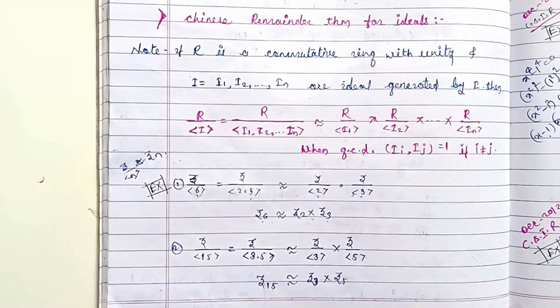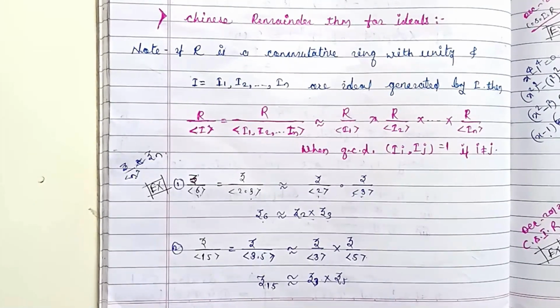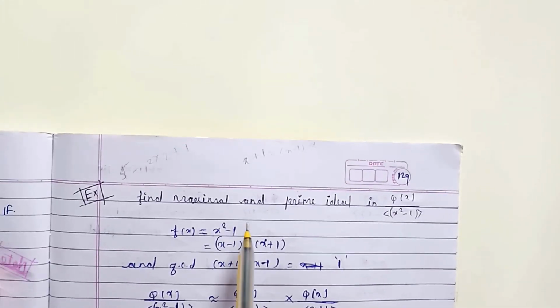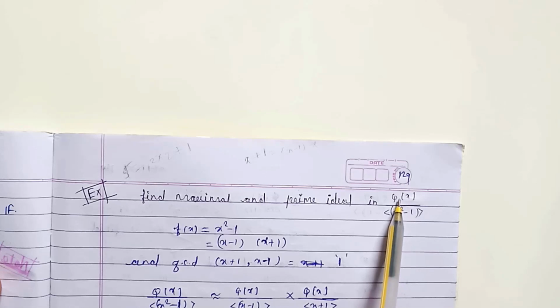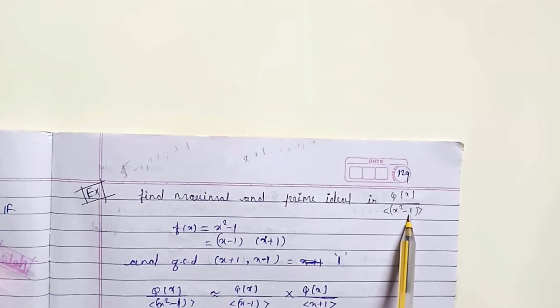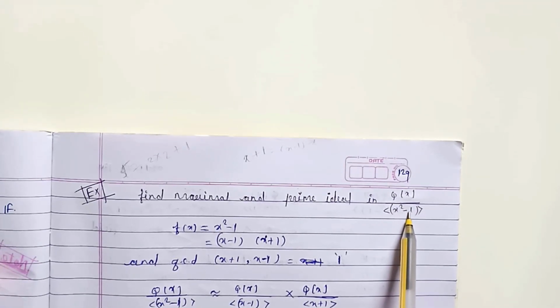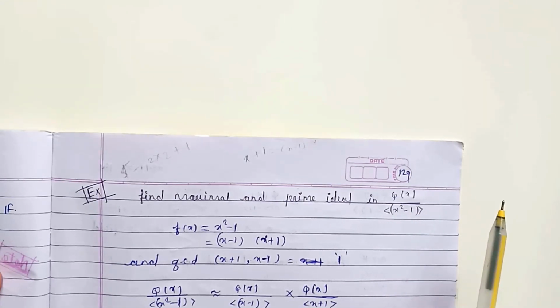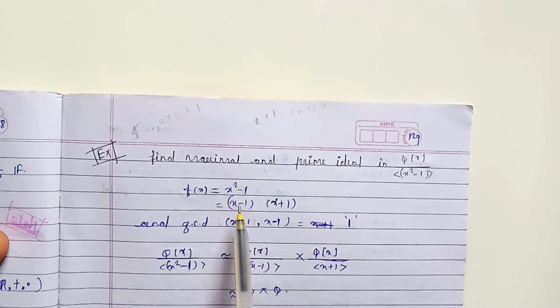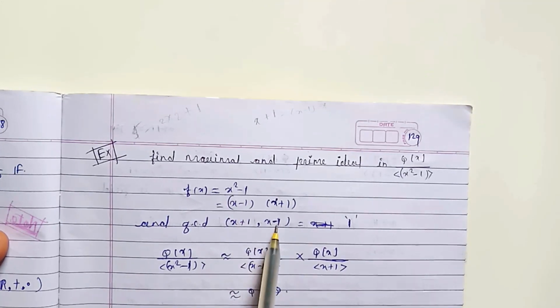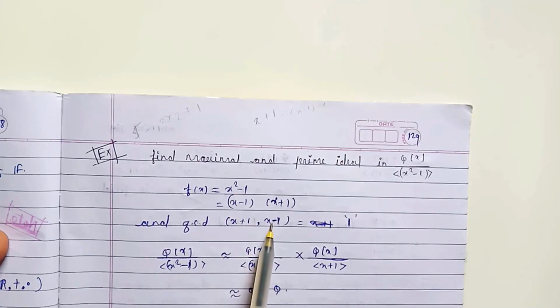Now let us see one last example, which is based on the Chinese remainder theorem for ideals. Here we want the maximal and prime ideals for Q[x] upon the ideal generated by x square minus 1. So first of all, we find the expanded form of x square minus 1. This is a polynomial, so we can write x square minus 1 as x minus 1 times x plus 1. The GCD of these two elements needs to be 1. x minus 1 and x plus 1 have GCD 1.